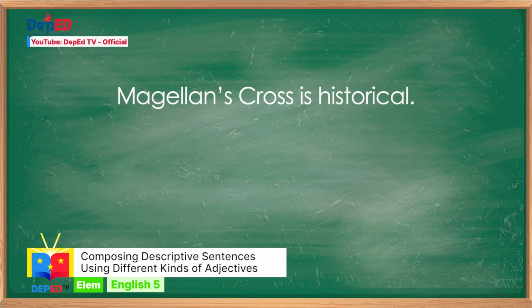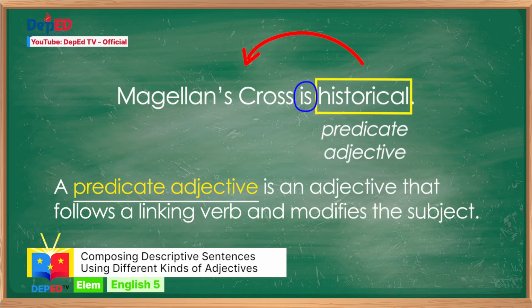Magellan's Cross is historical. What kind of cross is the Magellan's Cross? Correct, it is historical. Historical is an adjective. It modifies Magellan's Cross. Have you noticed that the adjective historical appears after the subject and the linking verb? This is because historical is a predicate adjective. A predicate adjective is an adjective that follows a linking verb and modifies the subject.